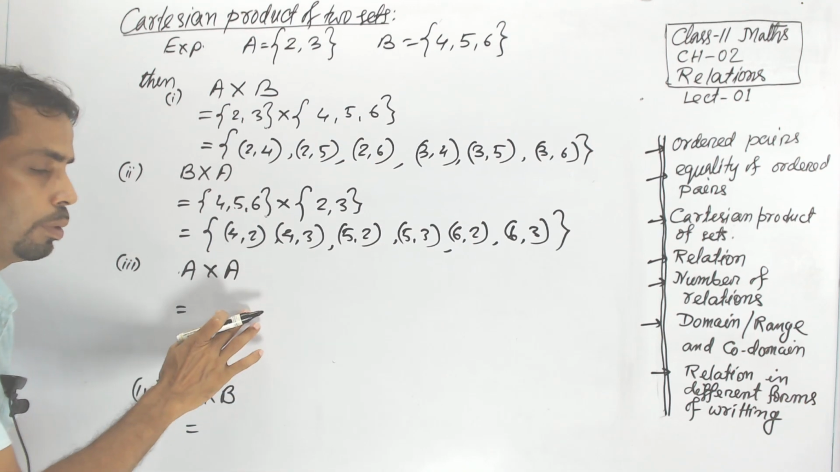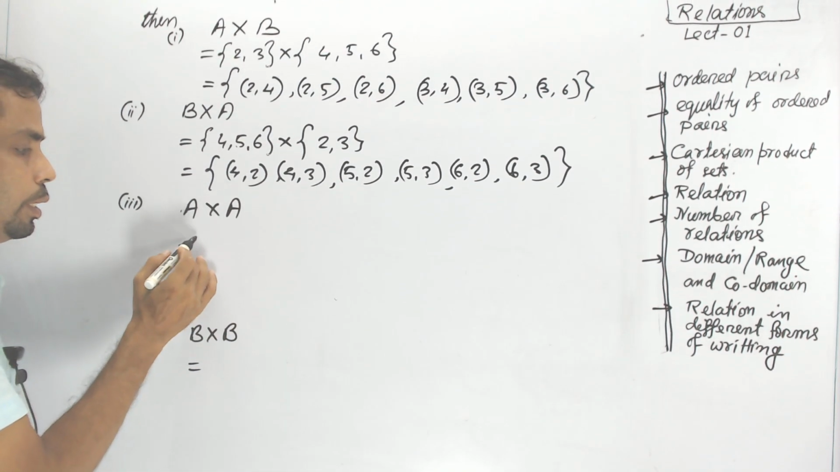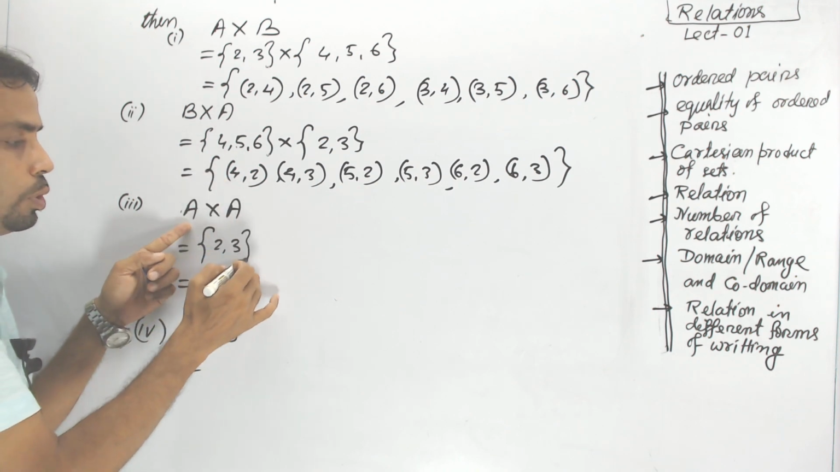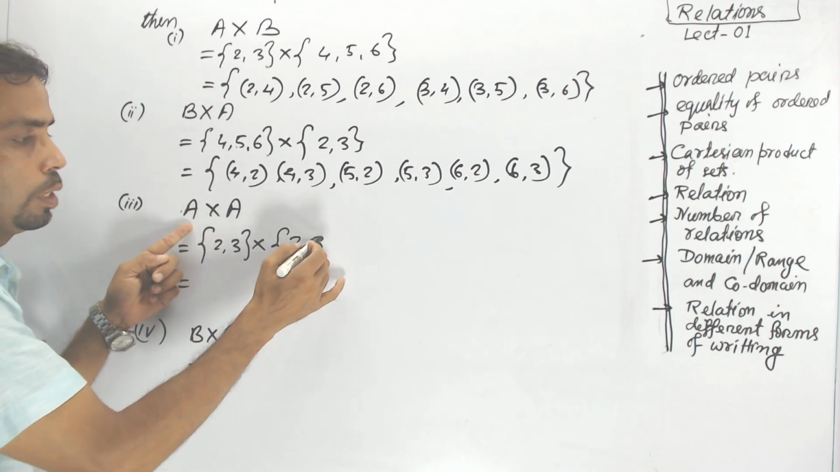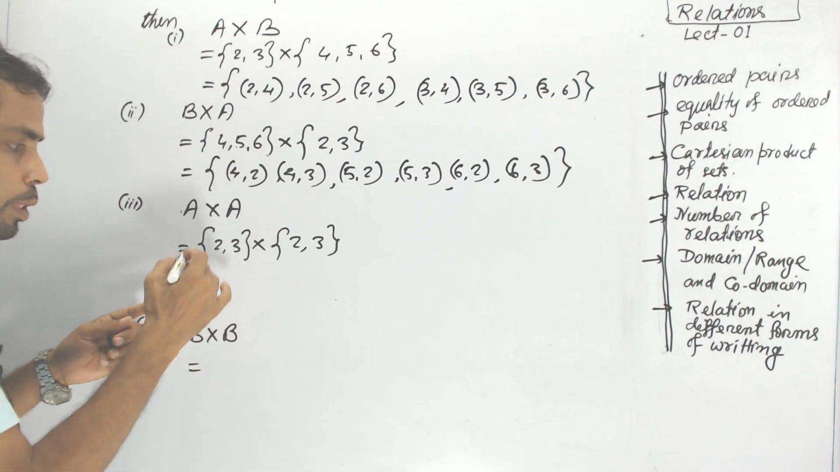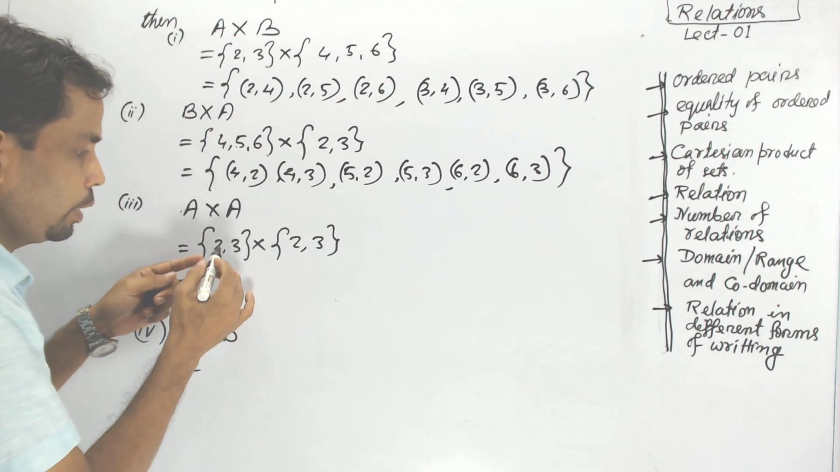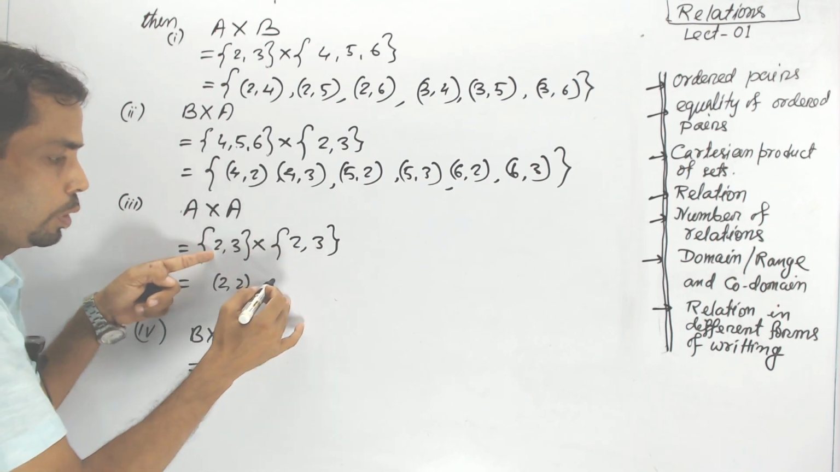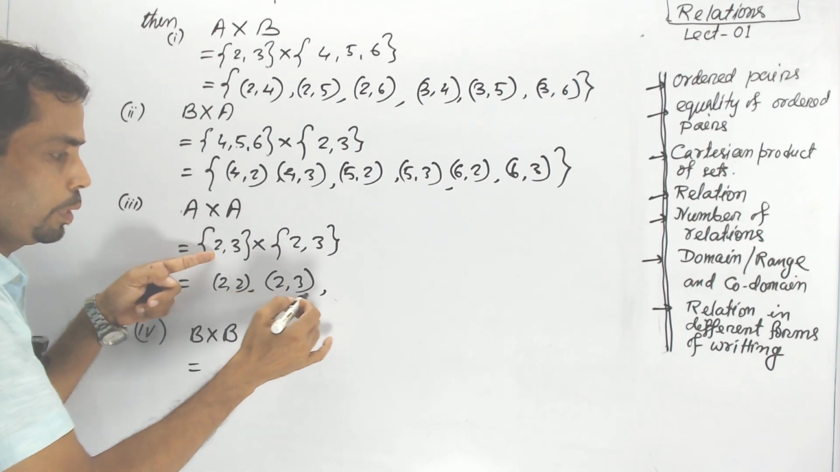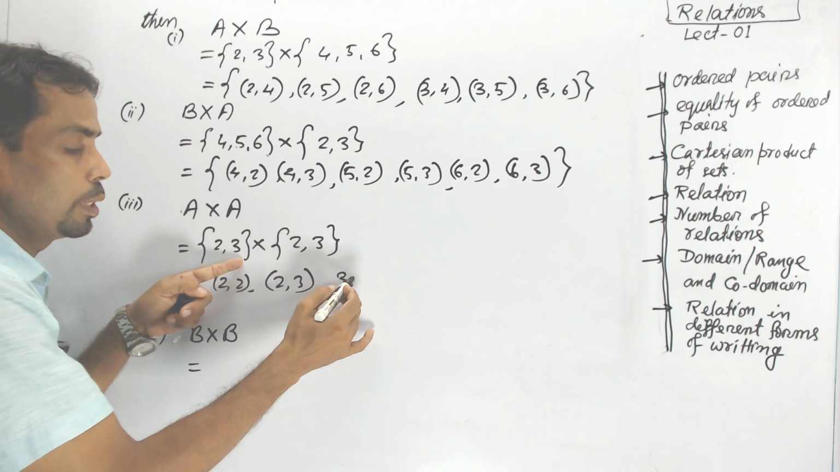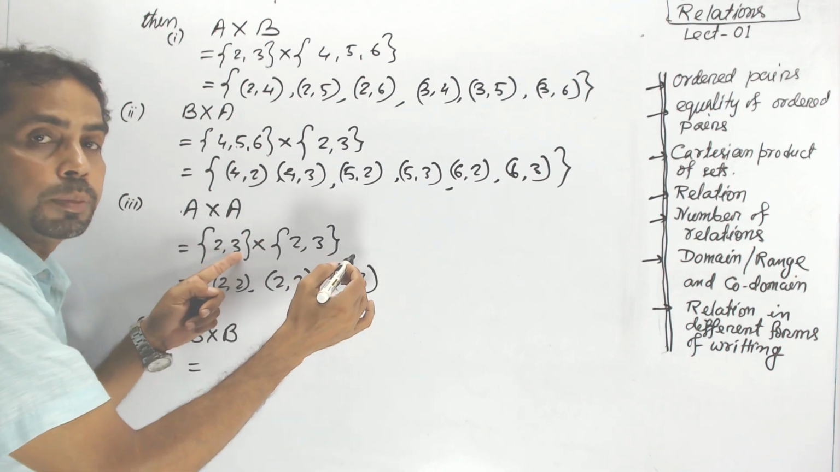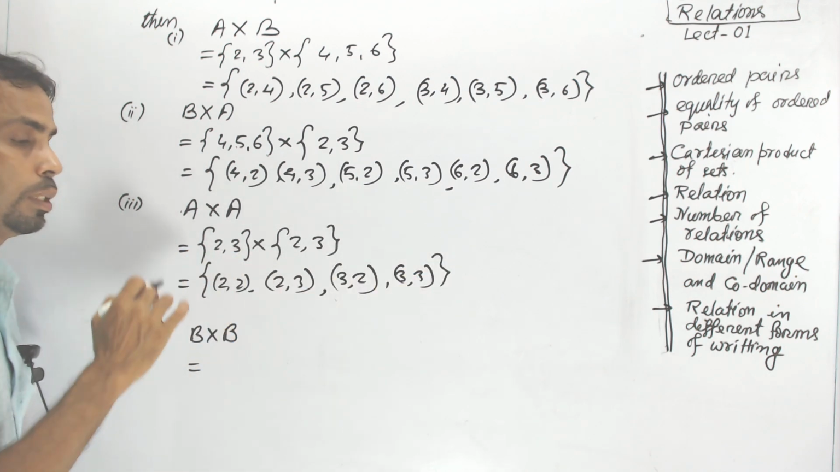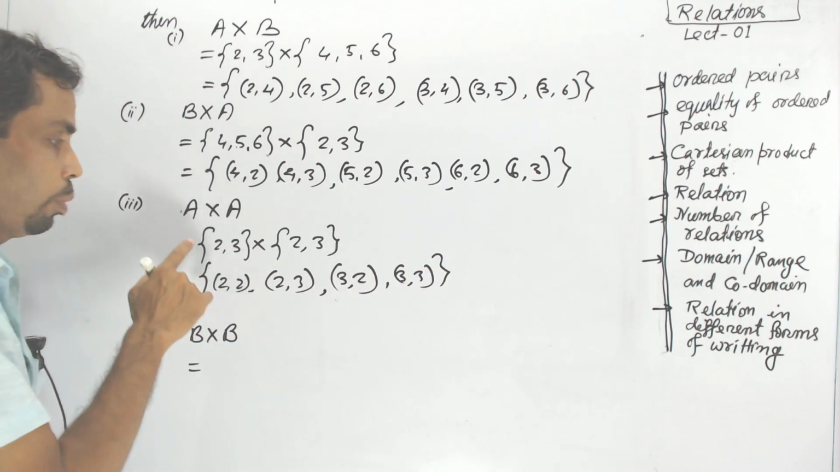In the same way we can find out A × A. A × A, here first is A, second also is A only. So A is {2, 3} times again A {2, 3}, and I'll write all the ordered pairs from A to A only here. So (2, 2) first pair, 2 with the next element 3, that is the second pair, 3 with 2 making the next pair, 3 with 3 making the next pair. So this is how we find the product A × A.